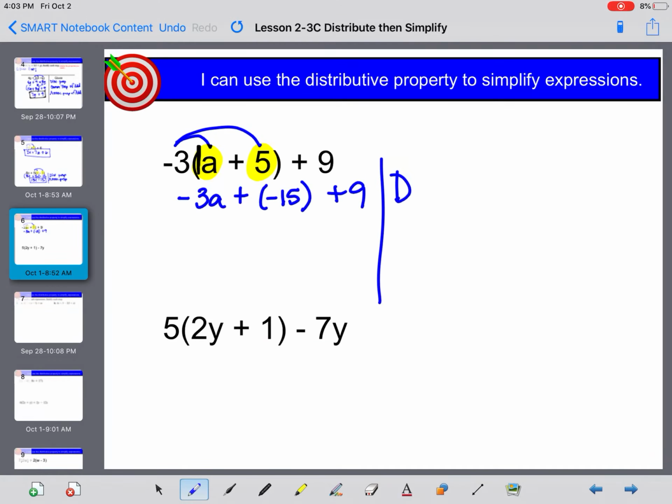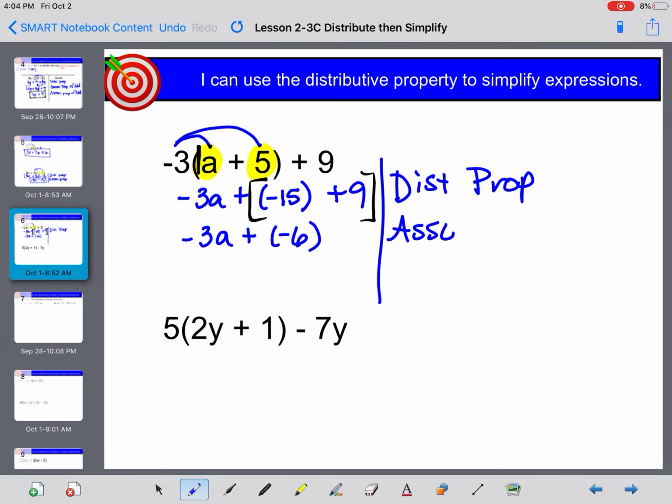So I use the distributive property first. Now I need to combine my like terms. My like terms are the 2 constants, the 2 numbers without variables. And so the associative property allows me to add those together first, and I get negative 6. I can leave it like this, or I could rename this as negative 3a minus 6. Make sure you're okay with these both meaning the same thing.